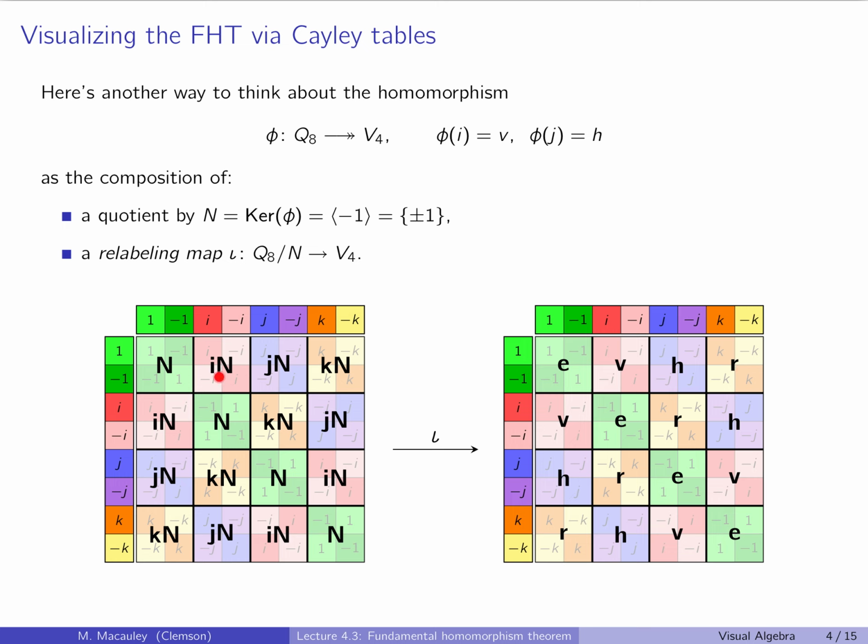So where does iN get sent? I'll go up here. Where does i get sent? It gets sent to v. jN, well, j gets sent to h, so I'll send jN, this coset, to h, and so forth.